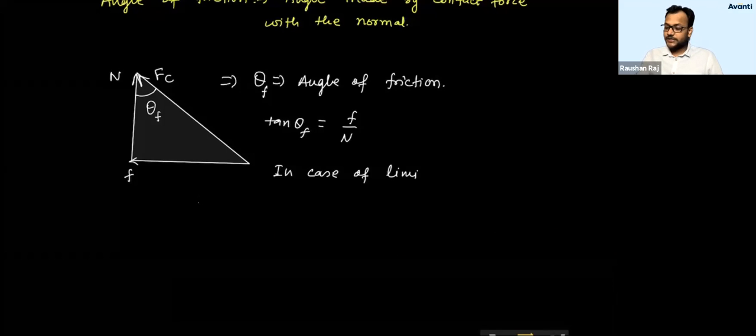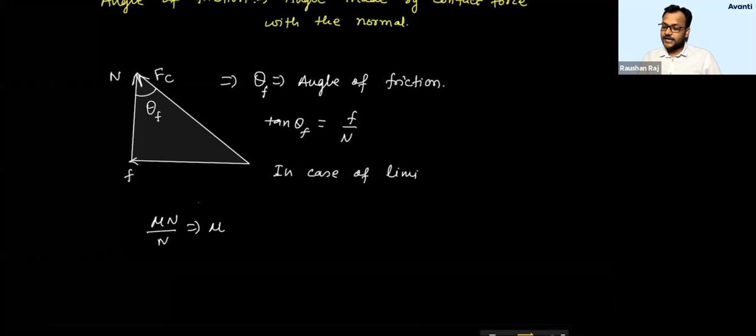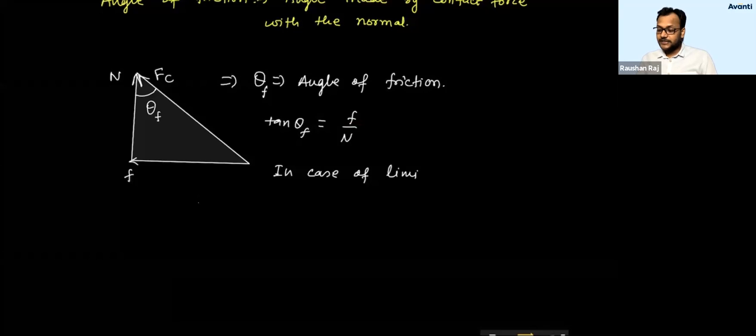So what normally students do, they'll simply put the value of f as mu into n and then divide it by n, and they'll say that this is equal to mu, and they'll quote that tan theta f is equal to mu always. Is it the case, bachalo? No. Answer is completely wrong. Don't say that tan theta f or the angle of friction will be tan inverse of mu always. That is not the case, because this friction won't be equal to mu into n always.